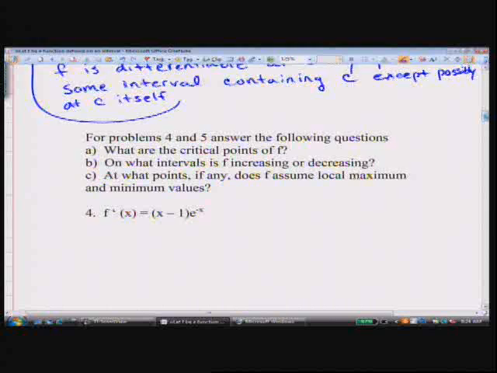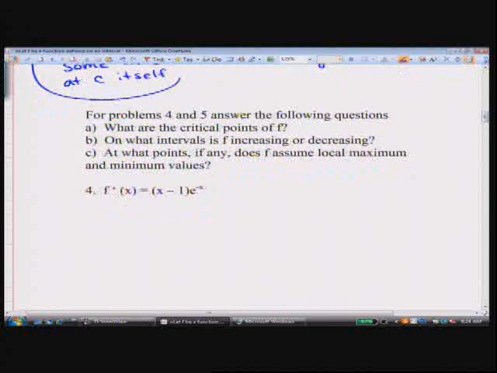So let's look at some examples of how we would work this now. It says, for problems 4 and 5, answer the following questions. What are the critical points of f? On what intervals is f increasing or decreasing? And at what points, if any, does f assume a local maximum or minimum value? Okay, so the first thing we're going to have to do is figure out the critical points.